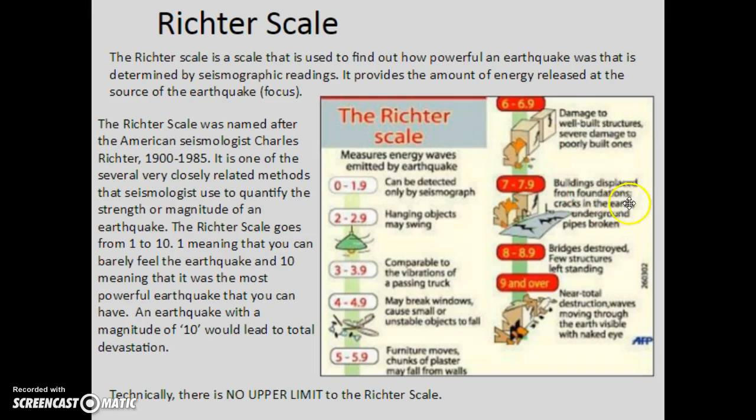At 7 to 7.9, buildings get displaced from foundations. At 8 to 8.9, bridges get destroyed. Strong structures get broken completely. And 9 and over is total destruction.